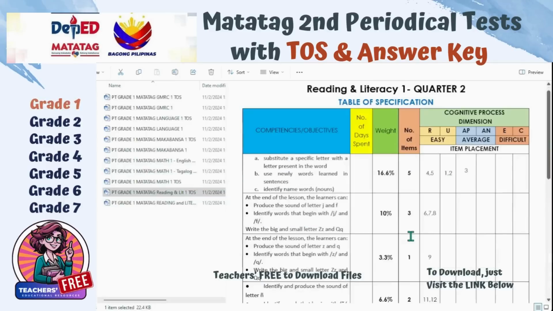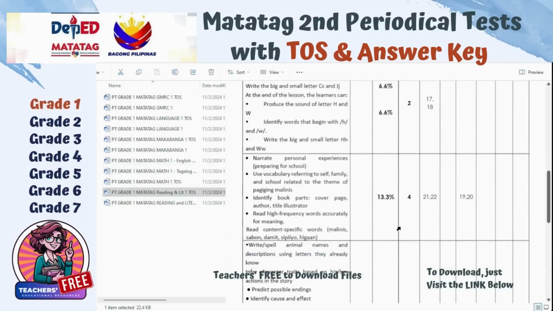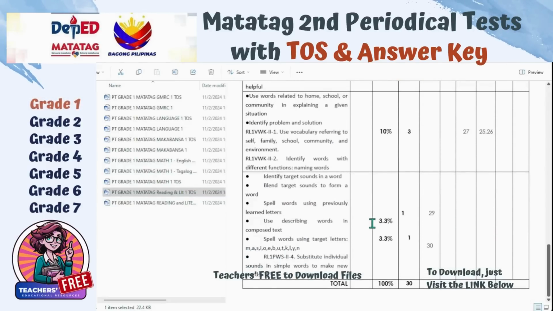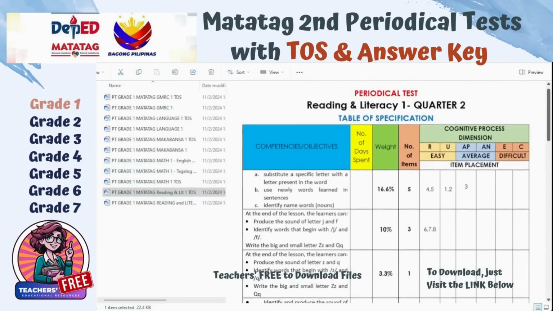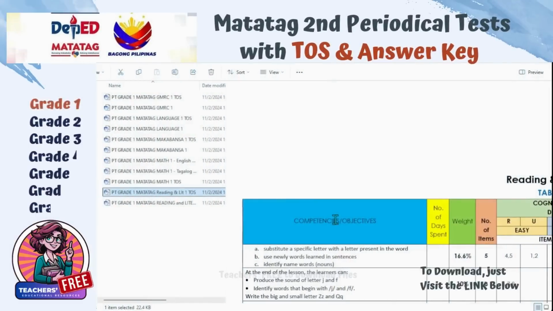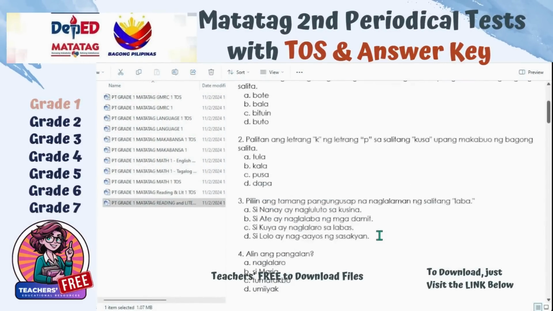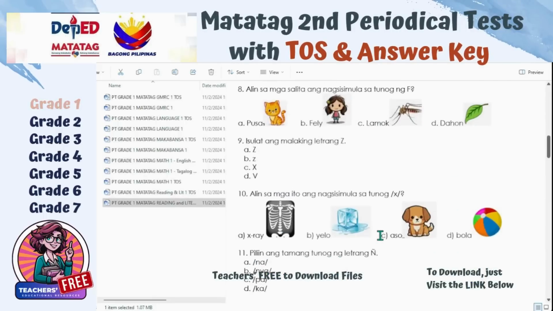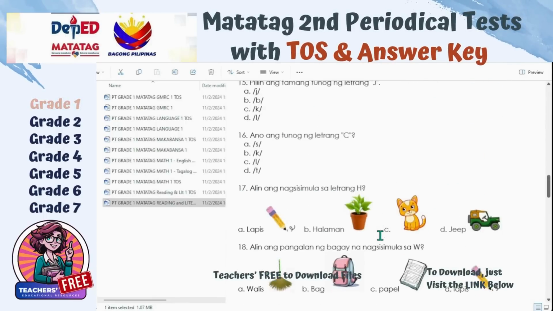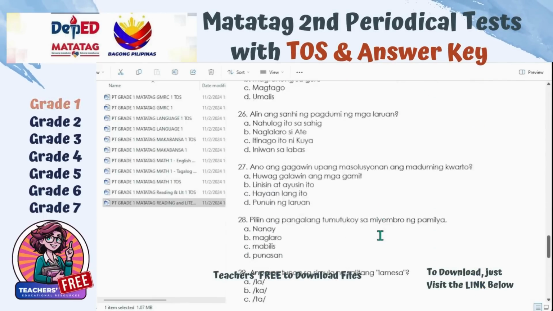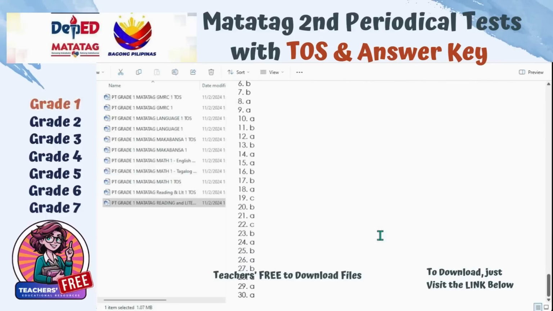We also have Reading and Literacy 1 periodical test where you'll need to recognize and substitute sounds in words, and identify and write letters like J, F, Z, Q, N, V, X, C, H, and W. You'll also practice using naming, action, and describing words in sentences.